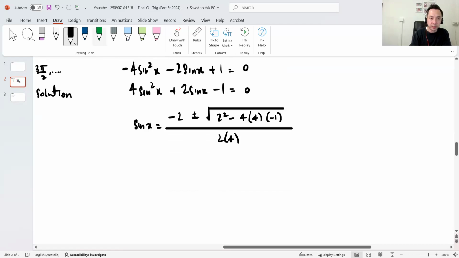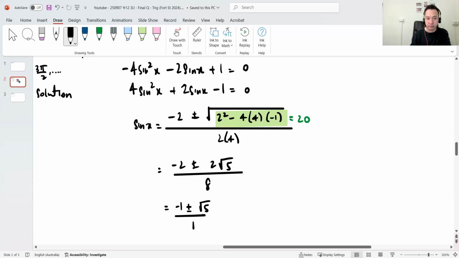Okay. Now, just looking at this bit here, what's that, guys? That's like 16 plus 4. That's 20, is it? Yeah, so root 20 is 2 root 5 all over 8. Divide everything by 2, so you get minus 1 plus minus root 5 on 4.